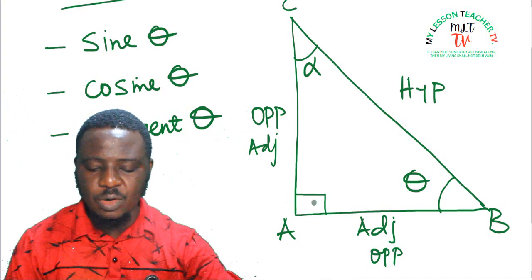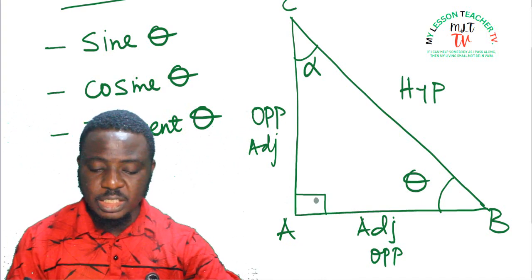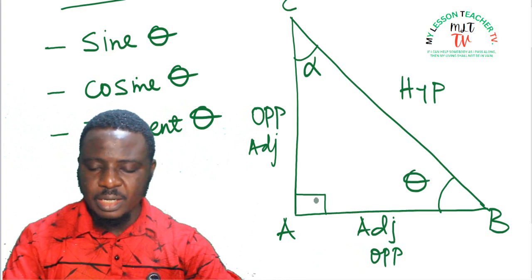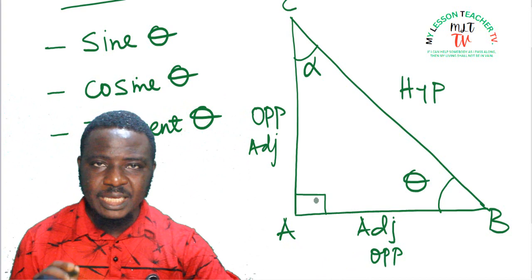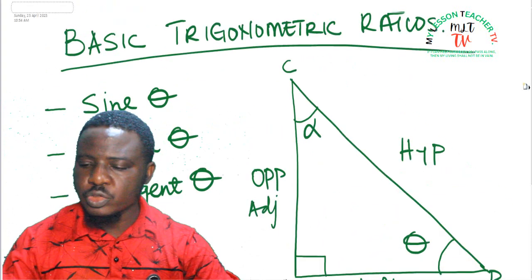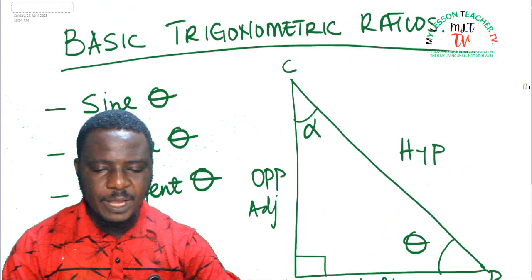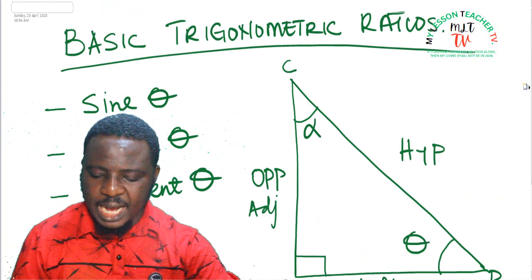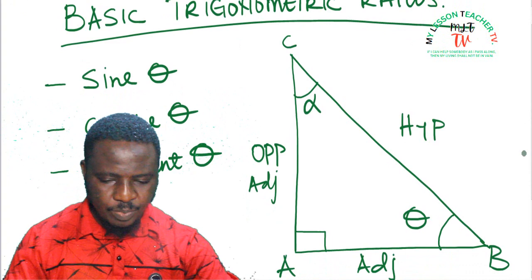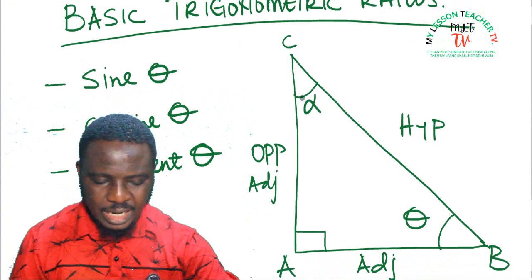So long as the angle 90 degrees is not changing its position, the hypotenuse side remains where it is, and it happens to be the longest side in any right angle triangle. So back to the basic trigonometric ratios. We have been able to identify the three sides of a right angle triangle and the included angles.